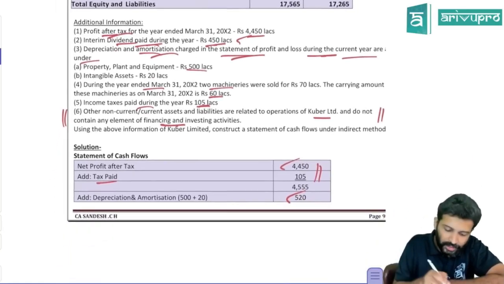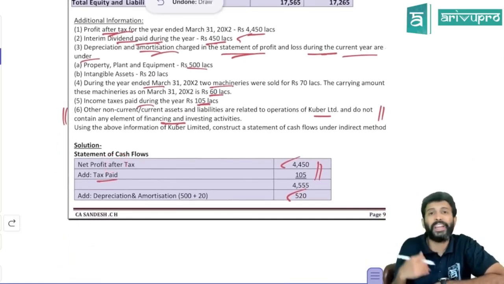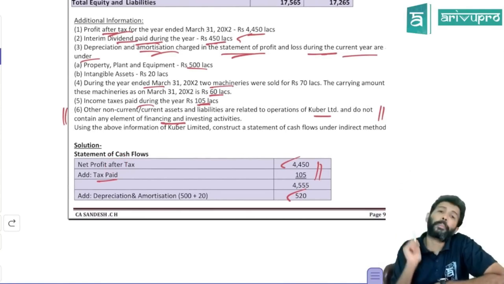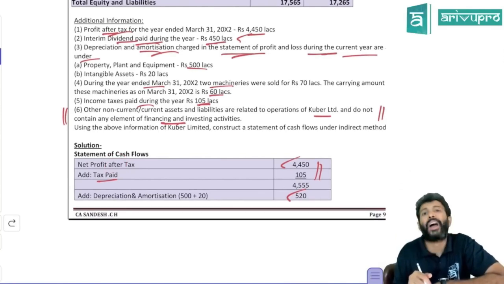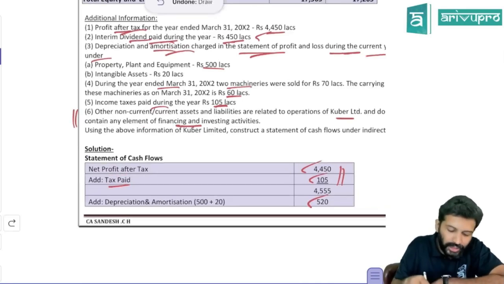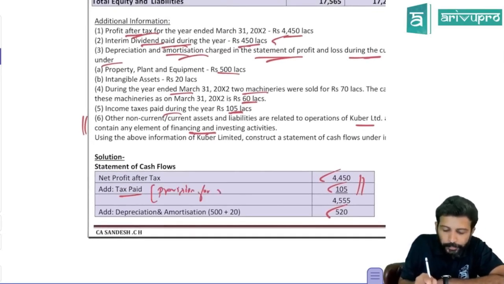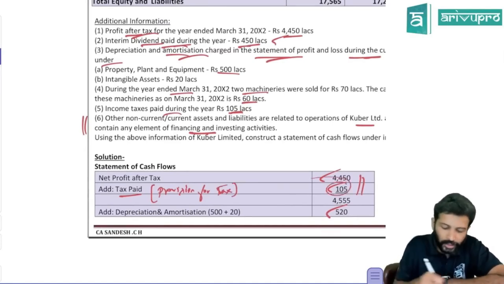Okay. Why am I taking this? But in the problem, they told profit after tax. No, first they gave. We need profit before tax. Since whatever provision for tax you make, you have to add back. So hence we have to add back 105. This is actually tax paid. We are assuming that the tax paid and provision for tax is same. So you add back provision for tax of 105.